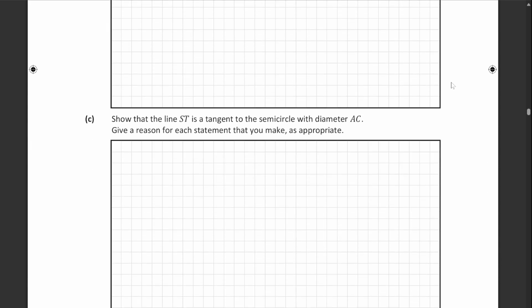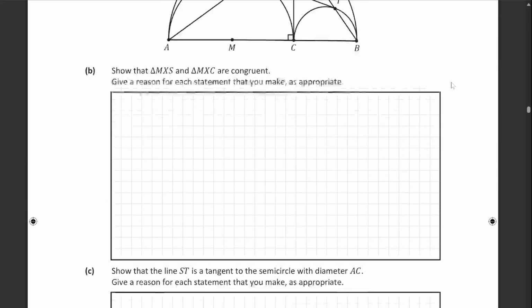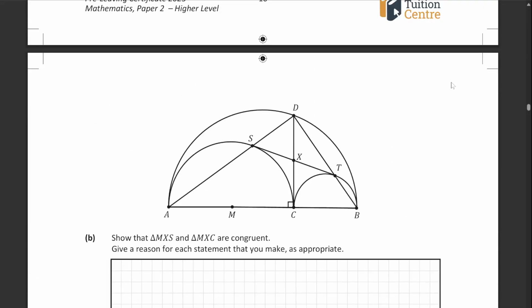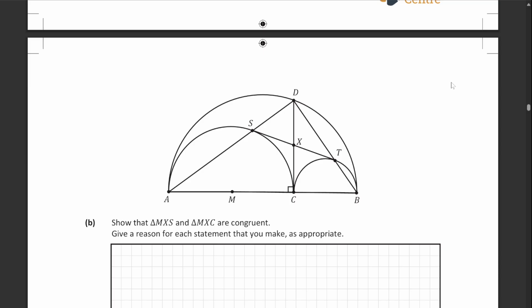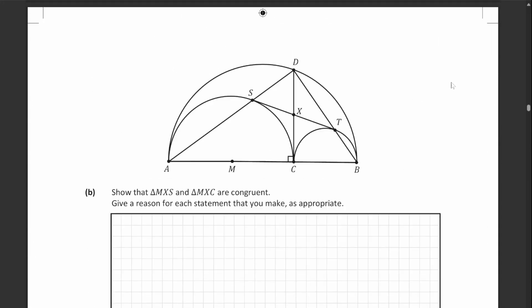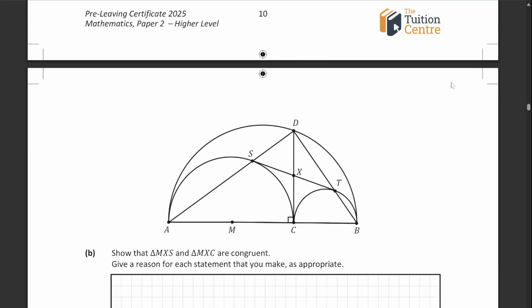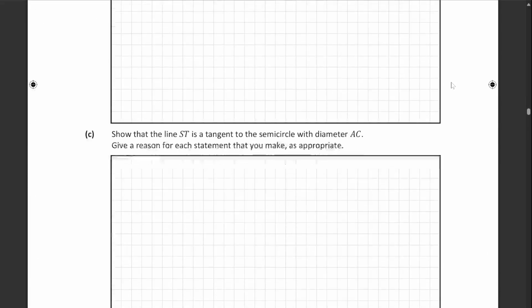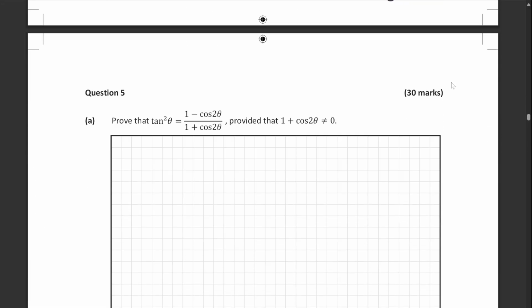Show that line ST is a tangent to the semicircle with diameter AC. ST. Wait, with what? Show that line ST is tangent to the semicircle. Oh, show that ST is just a tangent to AC. Okay, grand. That's fine. Prove that tan squared is that. Provided a wall. Yeah.